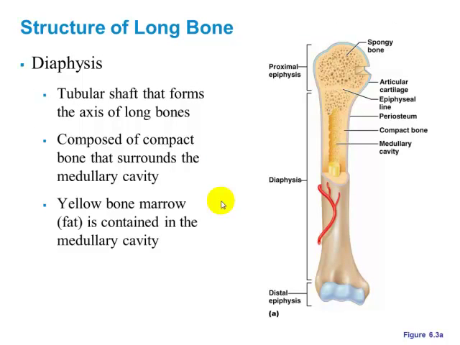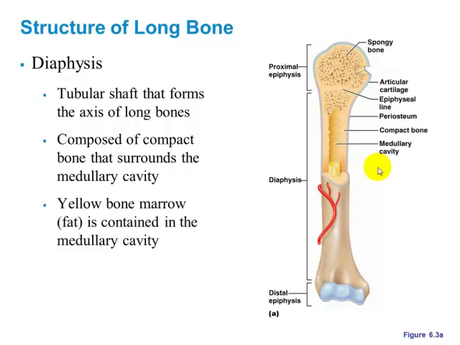If we were to take a long bone, this happens to be a humerus, and we were to cut down the length of the humerus, we would expose the inner parts of the bone, and we can see both the spongy bone and we can see the compact bone. So let's just kind of do a walkthrough of the structure of a long bone. The shaft portion here, the majority of which is compact bone, that has inside it this medullary cavity, that is called the diaphysis. Diaphysis is a tubular shaft. It forms the axis of the long bones. It's mostly compact bone.